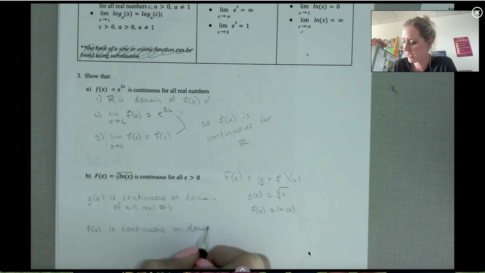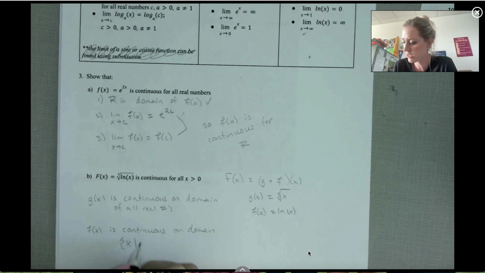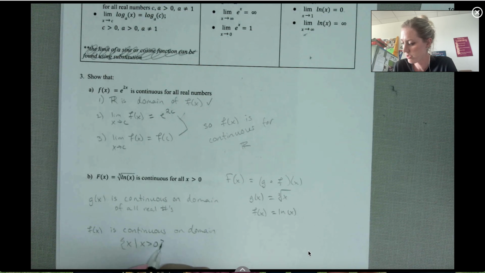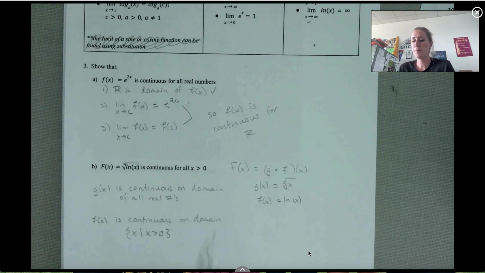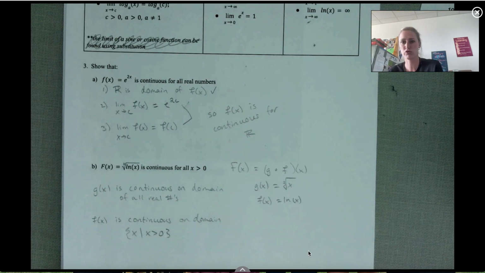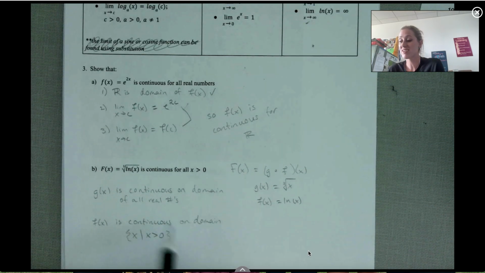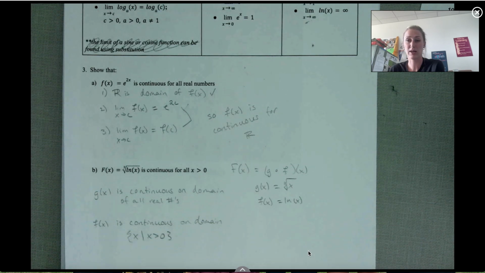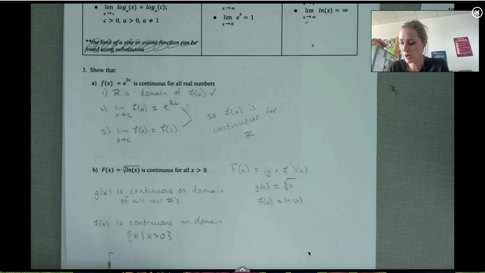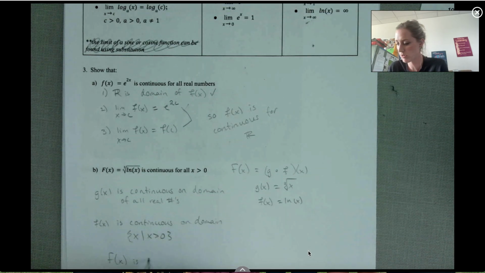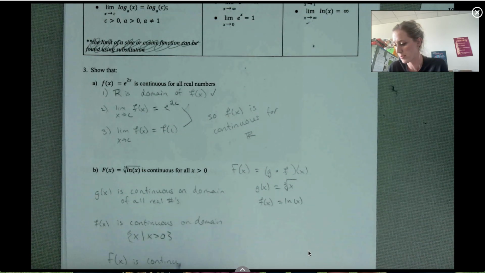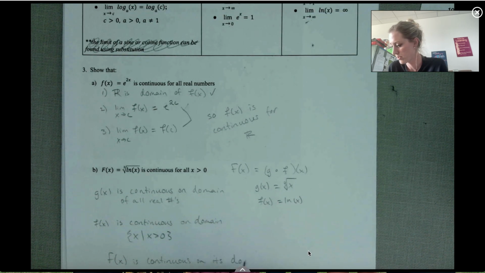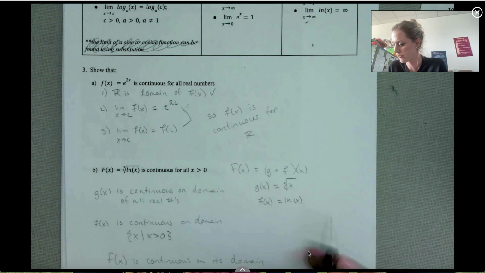And here's the domain. It is x such that x must be greater than or equal to 0. Okay, so when I compose these two, we're going to take the most restrictive of these. All real numbers is not restrictive, this is restrictive. That's going to be the domain and the continuity interval that the composition takes on. So f of x is continuous on its domain, which is x greater than or equal to 0.